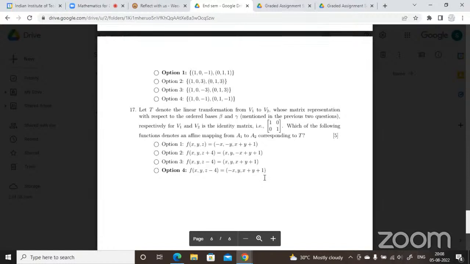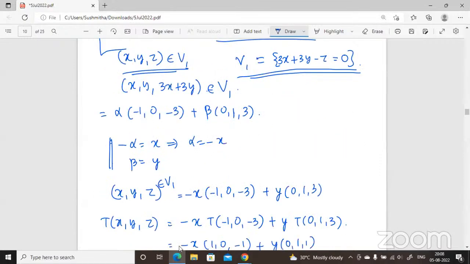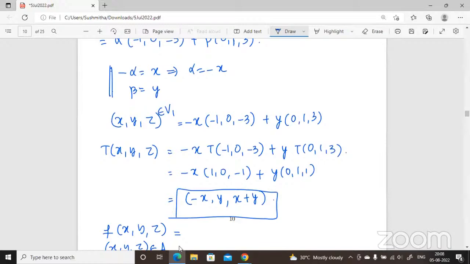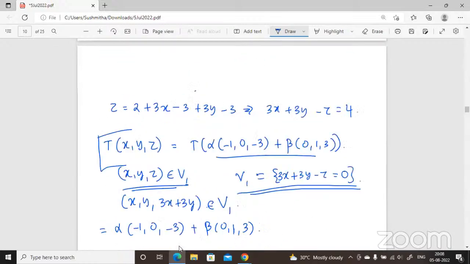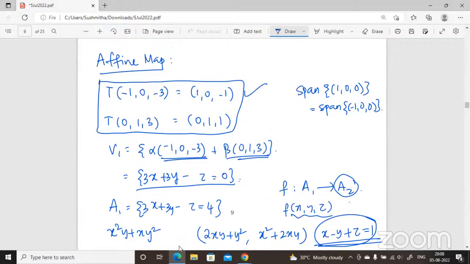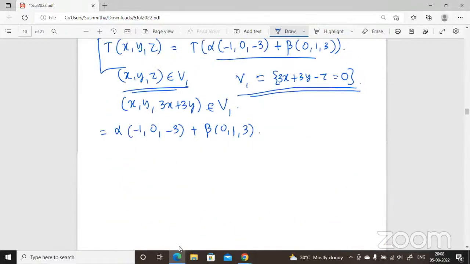Here, what's the use of the identity matrix given? That is how we got the linear transformation, right? Because of the identity matrix only we got this linear transformation. Otherwise we wouldn't have known this, right? Just think about it. Otherwise we wouldn't have known that.